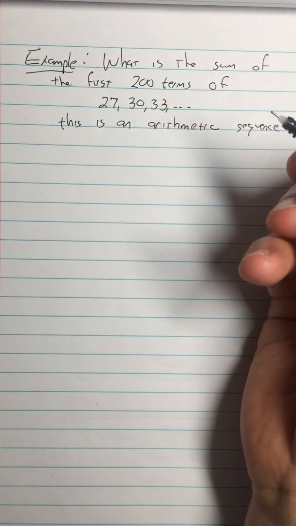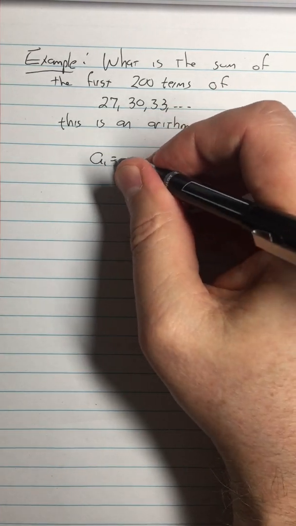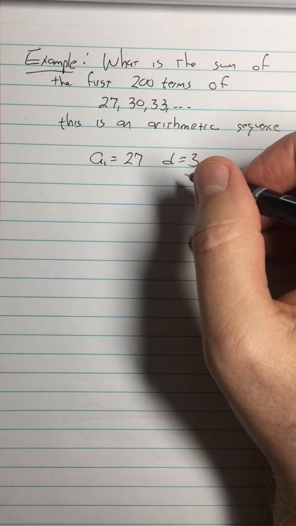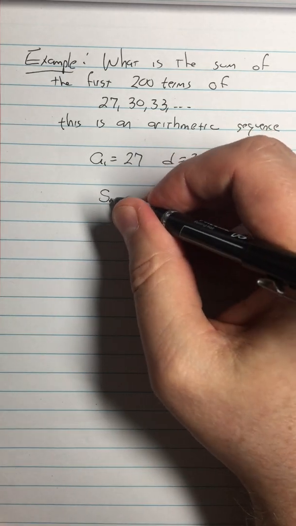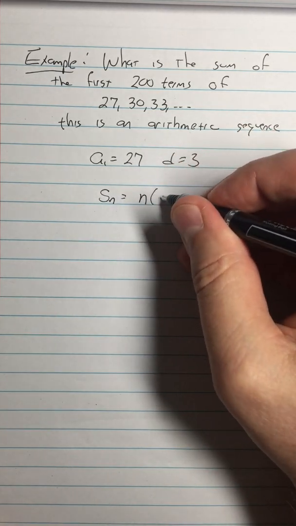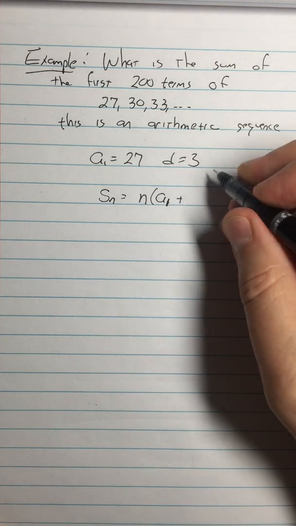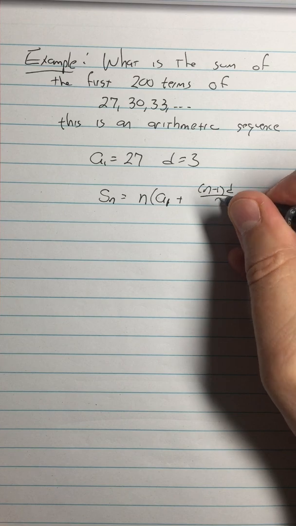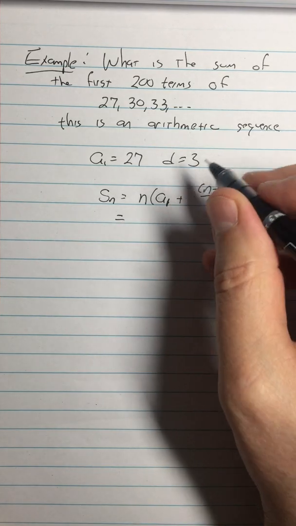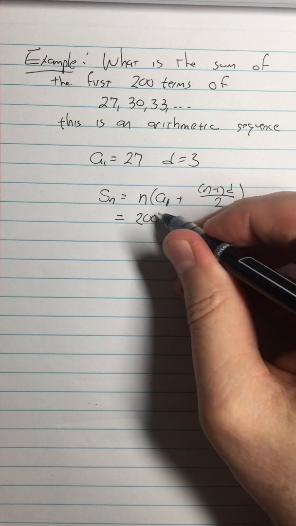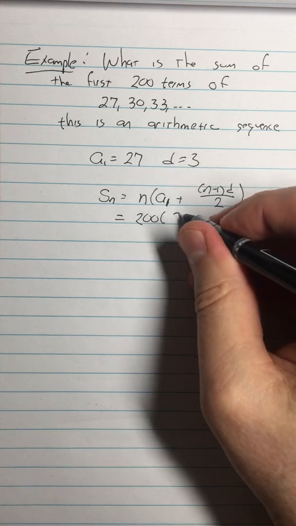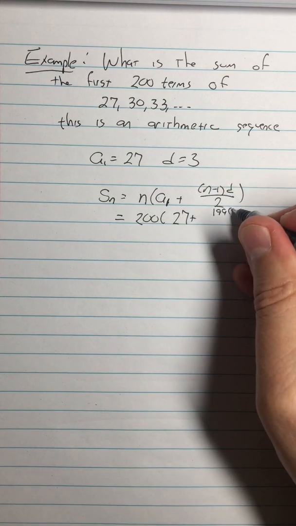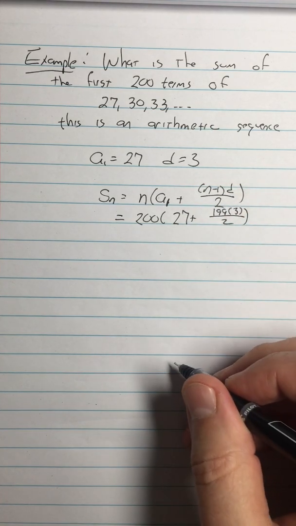All right, so once we know it's an arithmetic sequence, we know we have a sub 1 equals 27 and d equals 3. Then we can just plug into our formula, S sub n equals n times (a sub 1 plus (n minus 1)d) over 2. We want to add up 200 terms, so it's going to be 200 times our first term, which is 27, plus n minus 1, which is 199, times our difference, which is 3, all over 2.